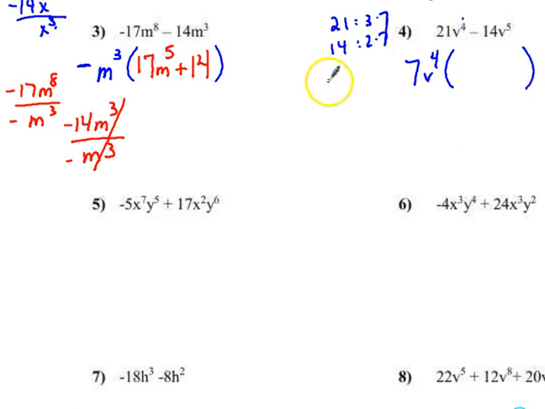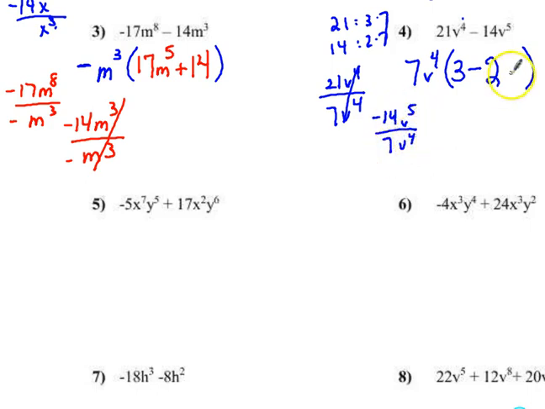So when I do this, I'm going to take 21v4 over 7v4. These cancel. 21 divided by 7 is 3. What I want you to see is right here, when I found my pair, it tells me what's going to be left in the parentheses right there. Minus 2, because negative 14 over 7 is going to be a negative 2. We have v5 and v4. There's my negative 2. 5 minus 4 is a 1. So there I am.